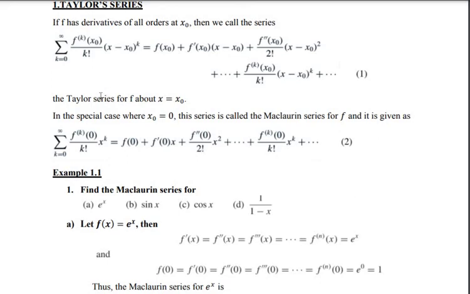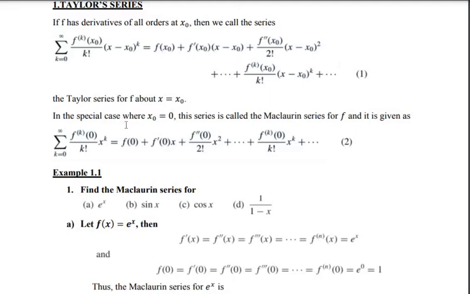Taylor series. If f has derivatives of all orders at x0, then we call the series sigma k equal to 0 to infinity, f^(k) (the kth derivative) at x0 divided by k factorial, into (x minus x0) the whole raised to k, that's equal to f of x0 plus f dash of x0 into (x minus x0) plus f double dash of x0 divided by 2 factorial into (x minus x0) the whole square plus etc. The kth derivative of f at x0 divided by k factorial (x minus x0) the whole raised to k plus etc. This is called the Taylor series for f about x equal to x0.